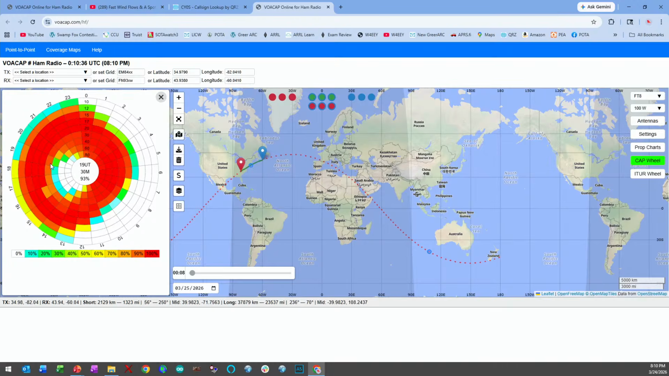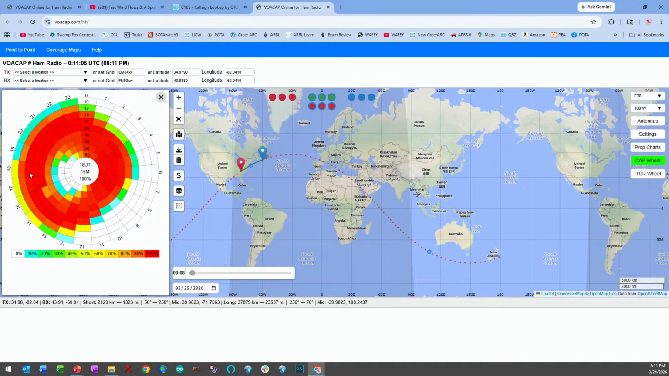Back to 3 o'clock in the afternoon. So here on 20 meters, I've got 100% chance of working them with my FT8 and 100 watts. Well, that ought to work. Okay, what about the next band? Notice the center change to 17 meters. That's 100%. Let's go to 15 meters. That's 100%. So at 3 o'clock in the afternoon, pretty good chance I could work these folks.